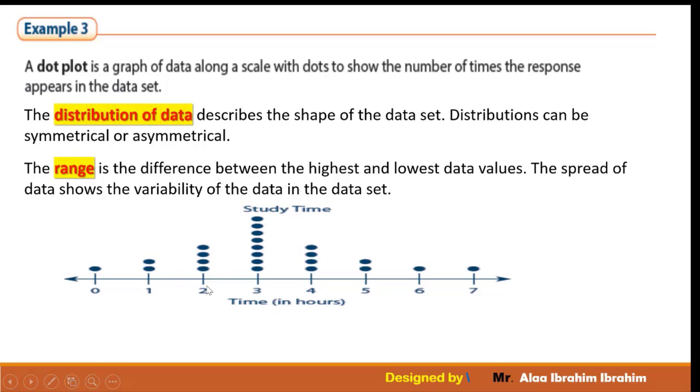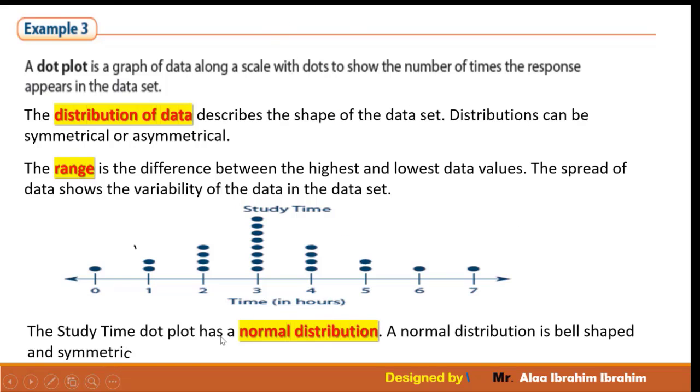So now this is my form. If you imagine you make a line or curve like this, you have something like a bell. You know the bell? So this is the form of your dot plot most of the time, especially with the distribution of data here. The study time dot plot has a normal distribution. A normal distribution is a bell. It is symmetrical, because the numbers on this side look like the numbers on the other side. This is the center one, and you have 4 here, 4 here, 2 here, 2 here, 1 here, 1 here.